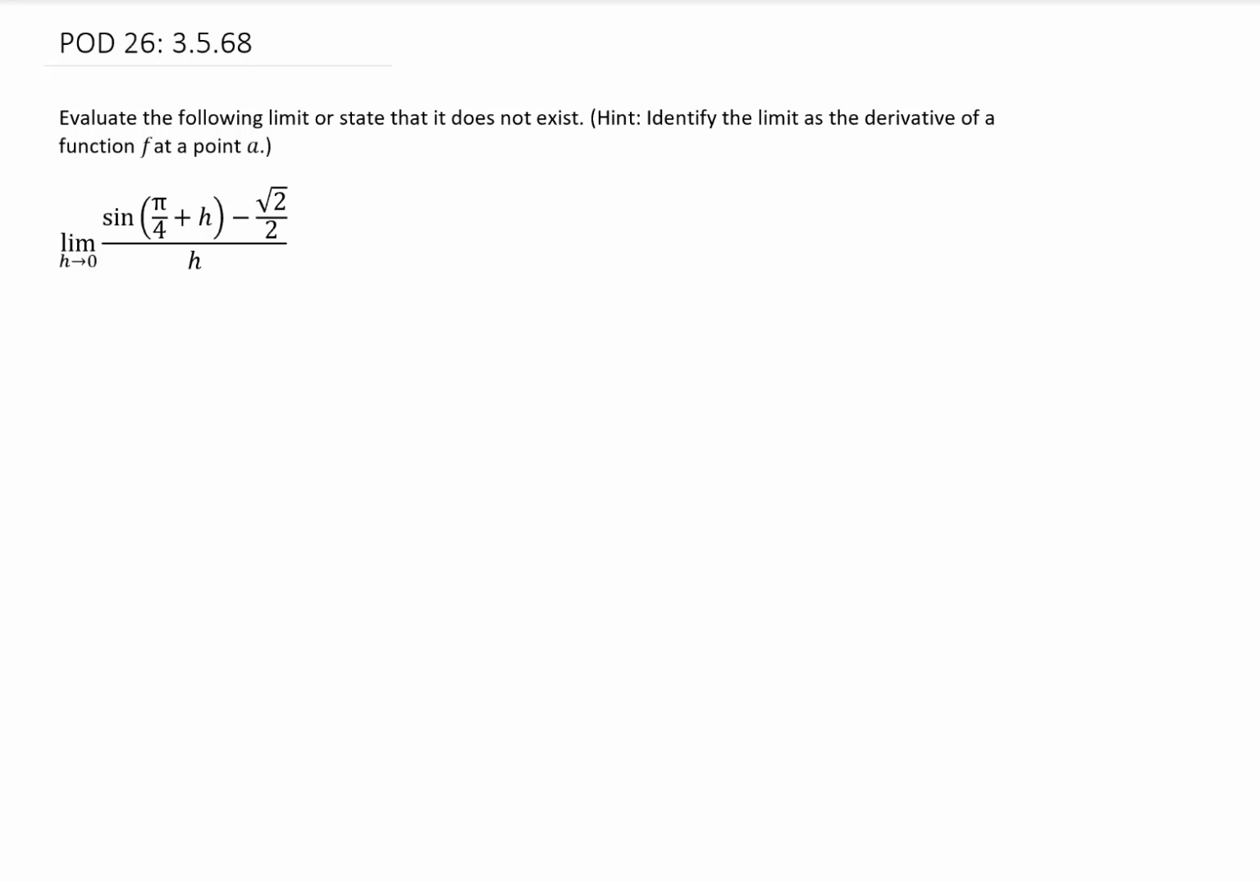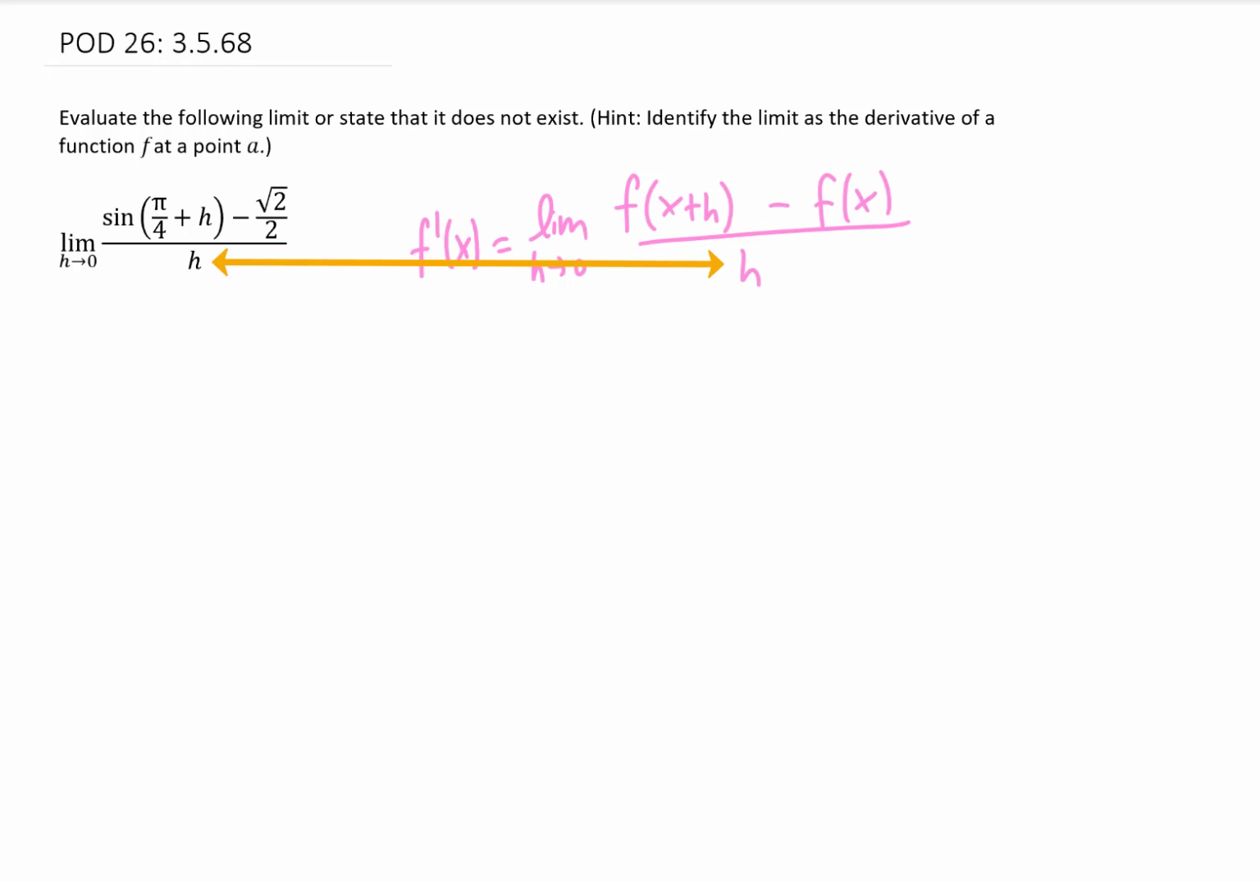We're asked to find this limit, and you might notice that this limit looks kind of familiar. It looks a little bit like the definition of a derivative that we had in a previous section. You'll notice that we have two terms in the numerator, we have just an h in the denominator, and this first term even has something plus h in it. So there are quite a lot of similarities between the given limit and our definition of a derivative.